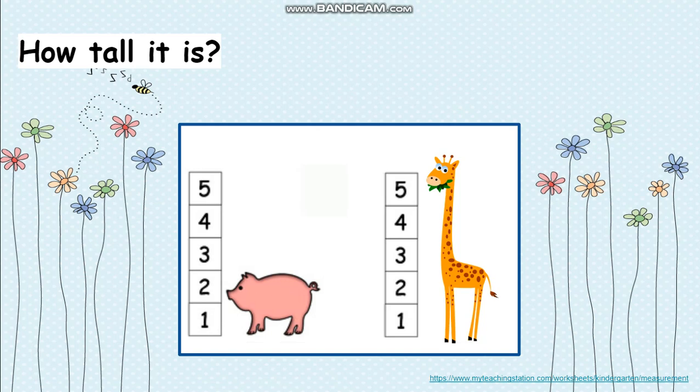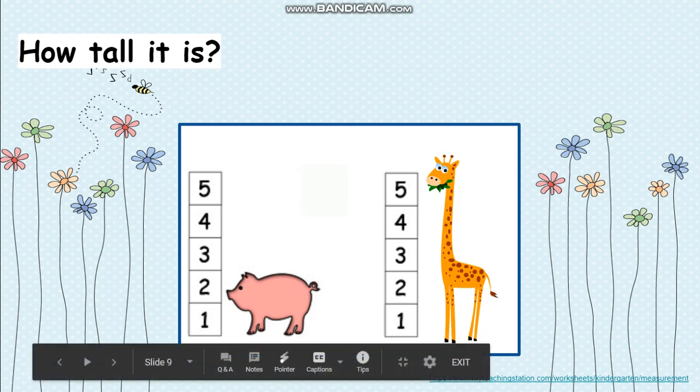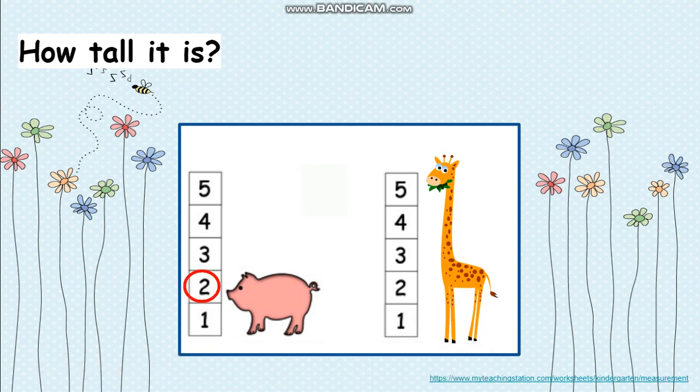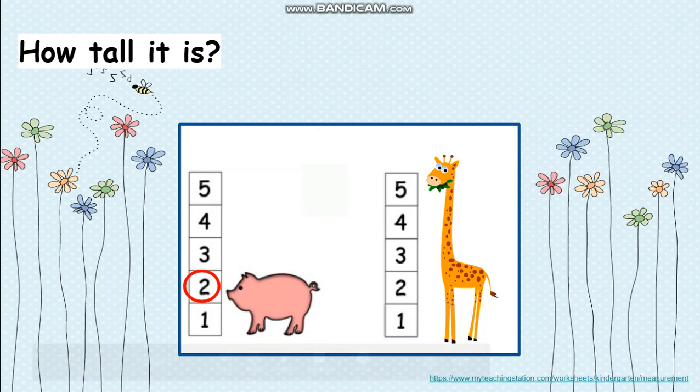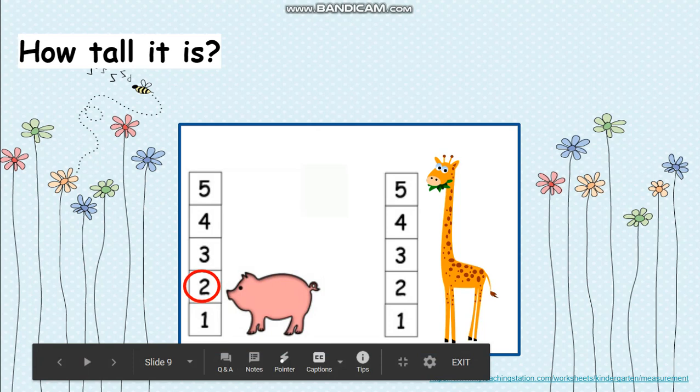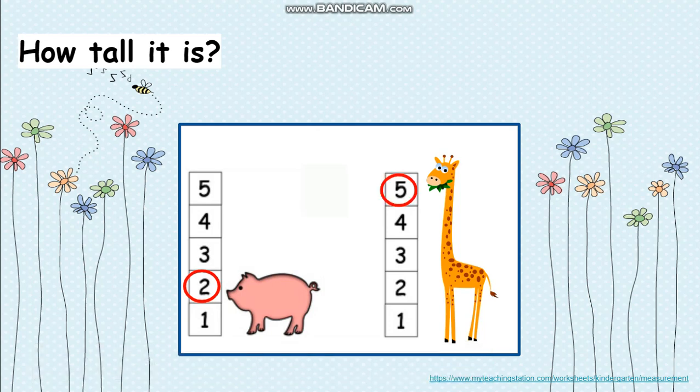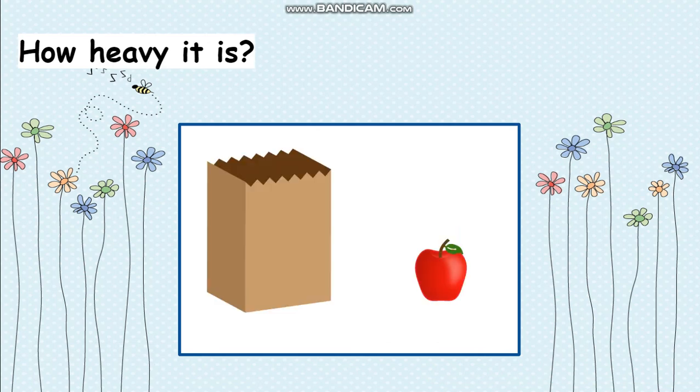If we stack some blocks next to them, we will see how tall the pig is. It's as tall as 2 blocks, right? What about the giraffe? Let's see. Wow, it's almost at the top. It's 1, 2, 3, 4, 5. It's as tall as 5 blocks. So 5 is larger than 2, and we will say the giraffe is taller.